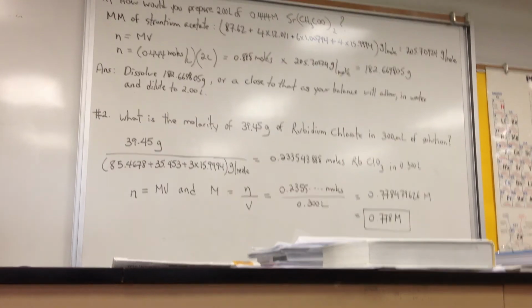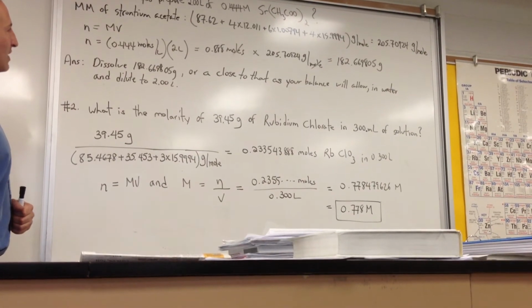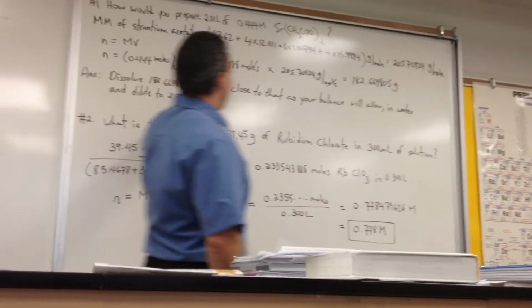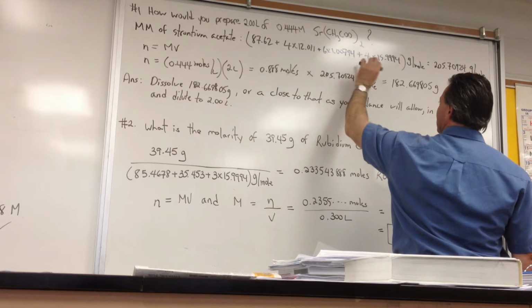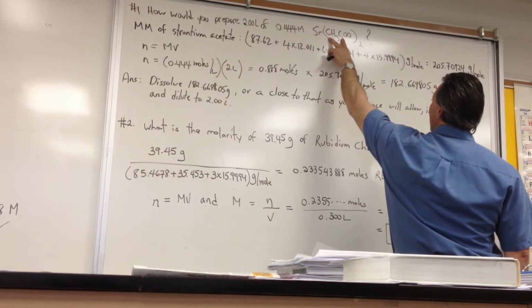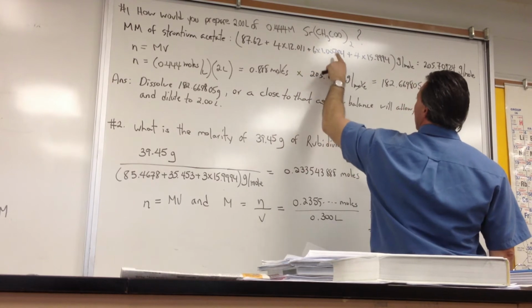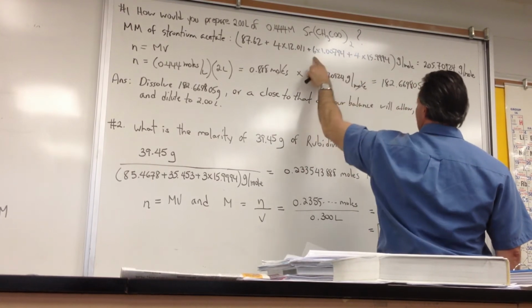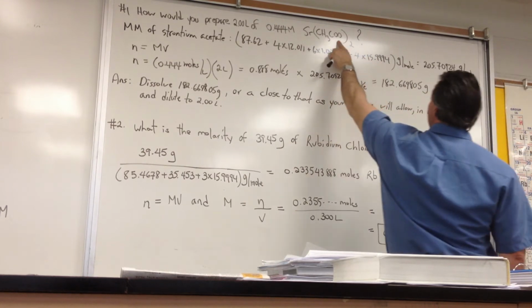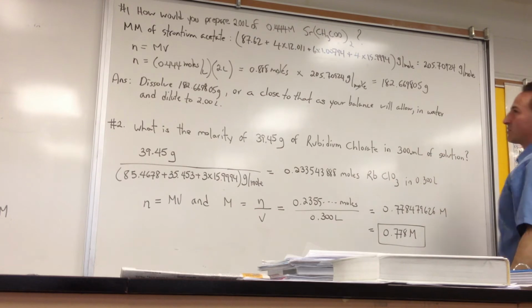The first question is, how would you prepare 2 liters of 0.444 molar strontium acetate? Again, the first step is to calculate the molar mass of strontium acetate. Notice how the bracketed acetate has 2 carbons in it, but because it's multiplied by 2, I did 4 carbons. There are 3 hydrogens in acetate, but there's 2 acetates, so again, 6 hydrogens, and likewise 2 oxygens times 2 gives you 4 oxygens. Total mass is 205 grams per mole.